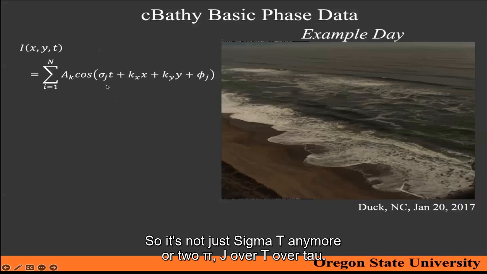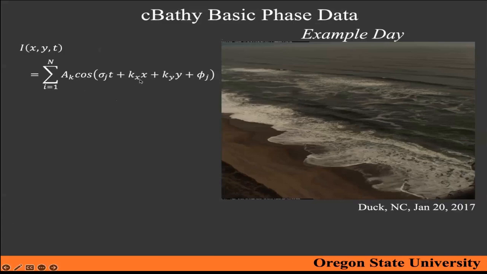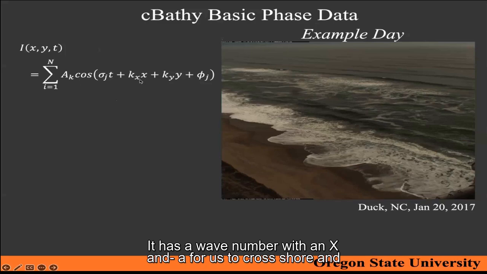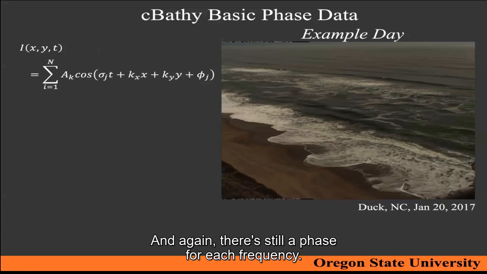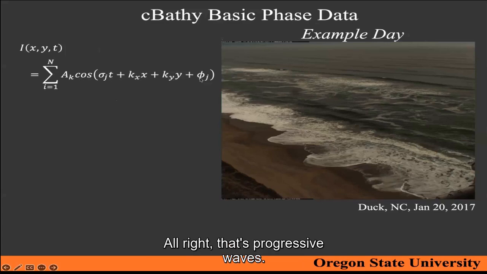So it's not just sigma t anymore, or 2 pi j over tau. But now there's a spatial element too: it has a wave number with an x component, for us cross shore, and a y component. And so this makes it into a progressive wave. And again, there's still a phase for each frequency. All right, that's progressive waves.